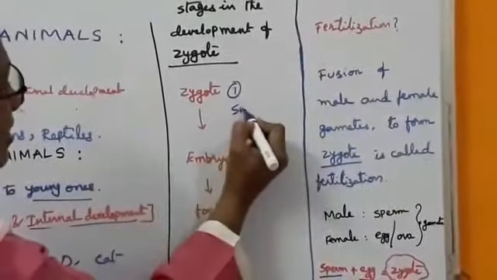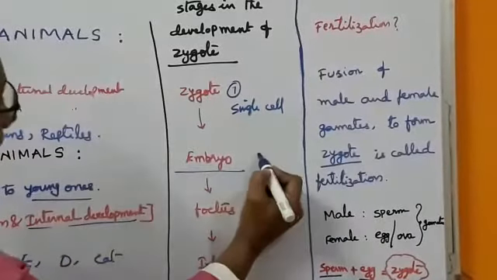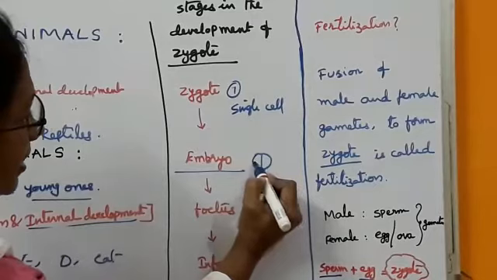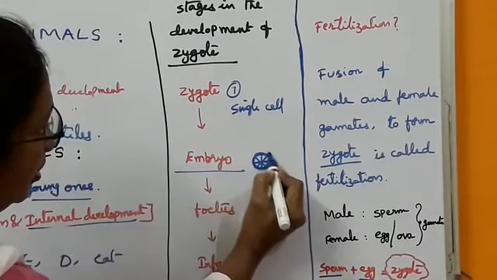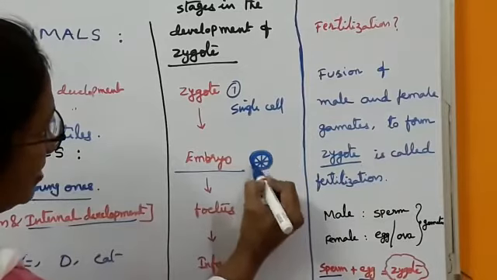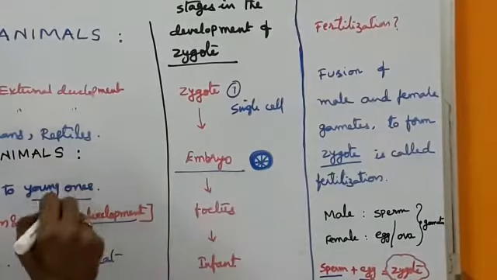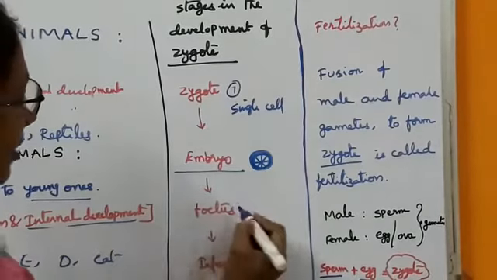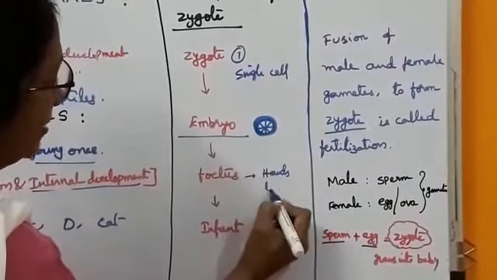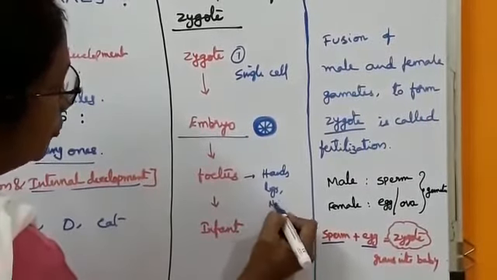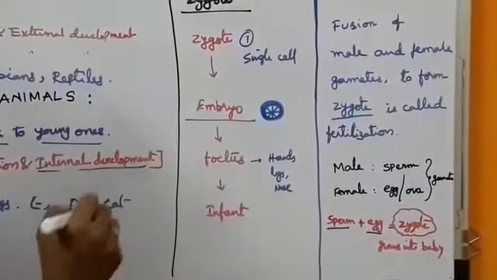Zygote is a single celled structure. Single cell. Next it forms embryo, means in the cell repeatedly cell divisions takes place and a ball. So many cells, with so many cells, a ball-like structure will form. This stage is called embryo. Next, fetus. Fetus will have differentiated body parts, hands, legs, nose, all these body parts will be formed. That stage is called a fetus.